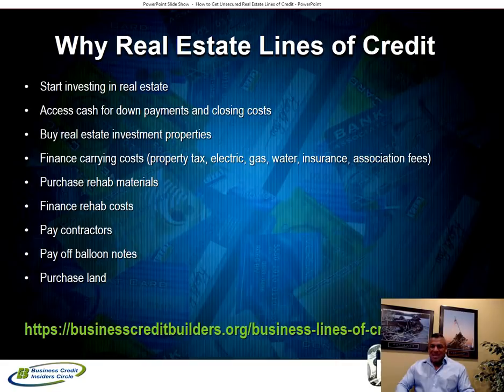So you want to make sure you leverage those funding vehicles that are available to you. You don't want to restrict yourself to just one type of funding vehicle. Let's just say you're a real estate investor, you have some money in the bank and you have hard money, and that's all that you use. That's great, you could do that, but why would you limit yourself just to those two vehicles? You should have access to multiple types of funding. You could finance rehab costs, pay contractors, pay off your balloon notes, purchase land, etc.